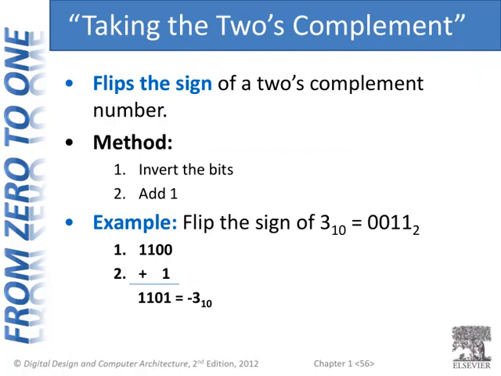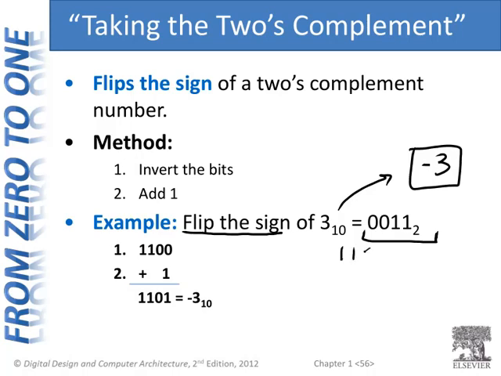So let's take, for example, the value 3. In unsigned binary, it's 0011 base 2, and also in 2's complement. So we want to flip the sign of 3 and turn it into minus 3. We're going to do two things. First, we're going to take the 1's complement. So 0011. Taking the 1's complement, we'll invert each of the bits. We'll get 1100.